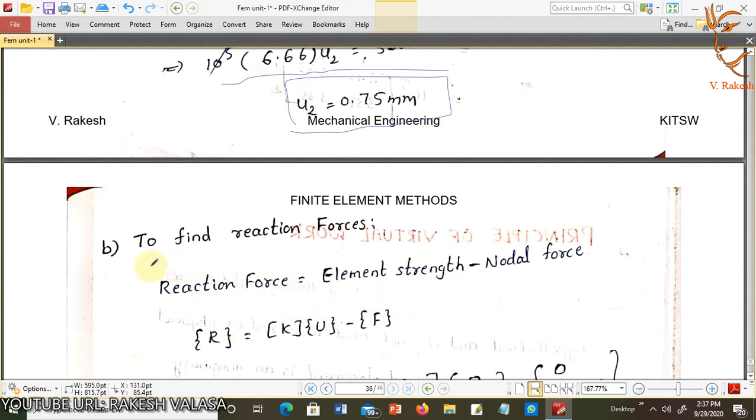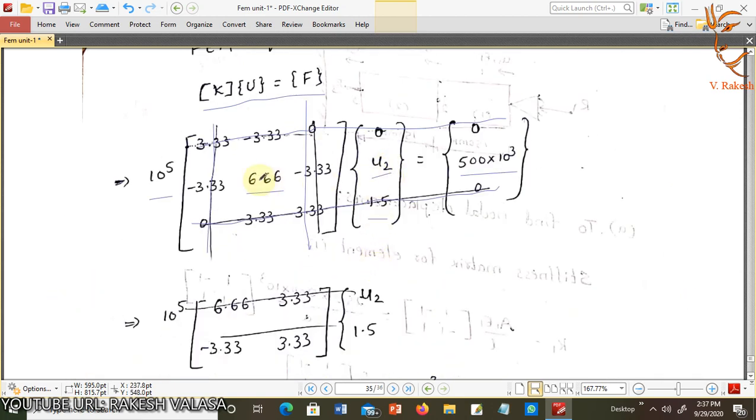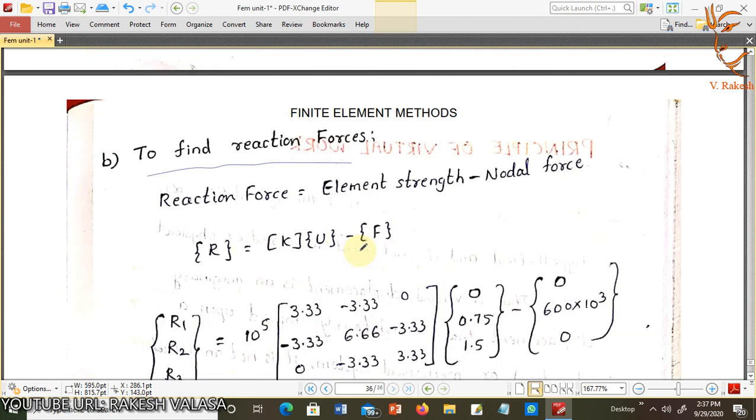Next question is to find the reaction forces. You can substitute u2 value here and simplify this equation. You can get f1 and f3. In the place of 0, you can write f1. In the place of this 0, you can write f3. Now simplify this equation, you can get f1 and f3. Another method is reaction force equal to element strength minus nodal force.